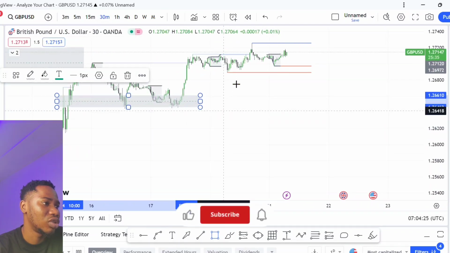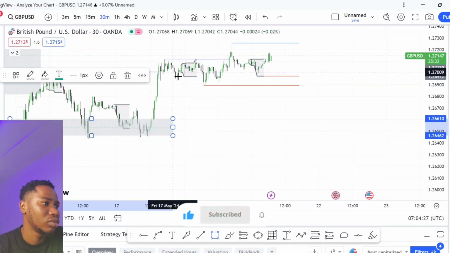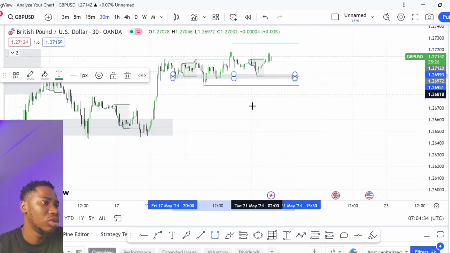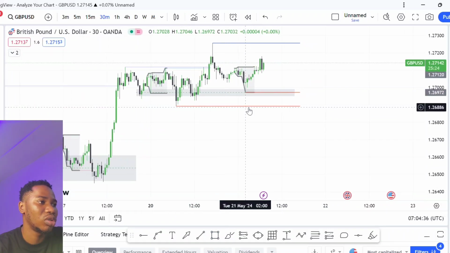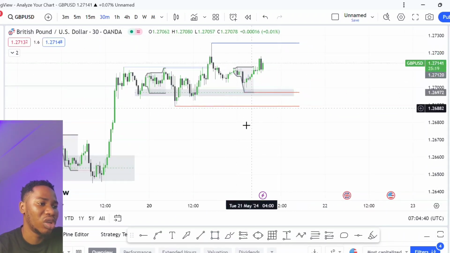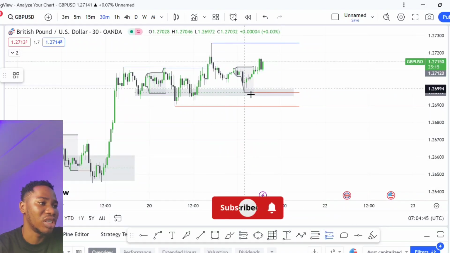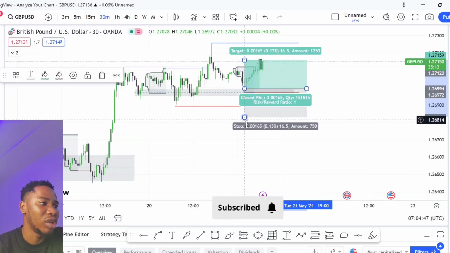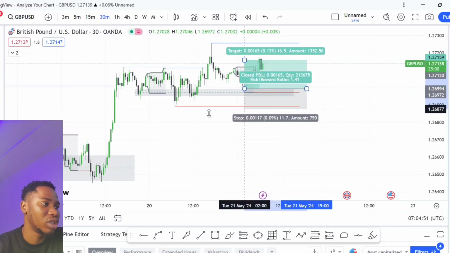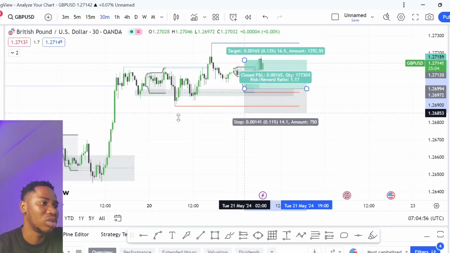Now let's see what's going on here. That's another demand going on from here. So you can see how price is touching and keeps going up. If we're buying from here, we would have been in profit. You can see how you can easily catch your entry from here, and then you place your stop loss below here. You give it space to breathe. You can just place it a little bit of space. Let's make it 15 pips. Yeah, it's good that way.